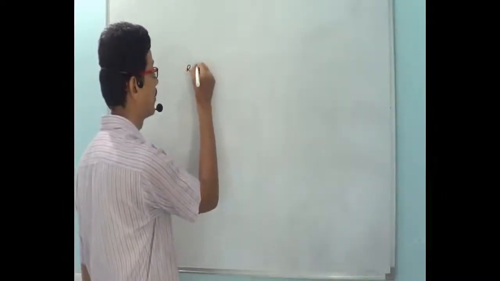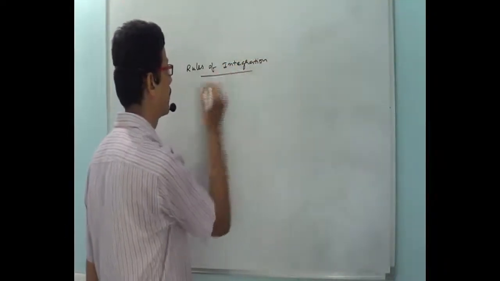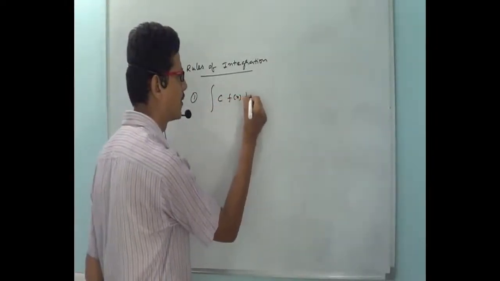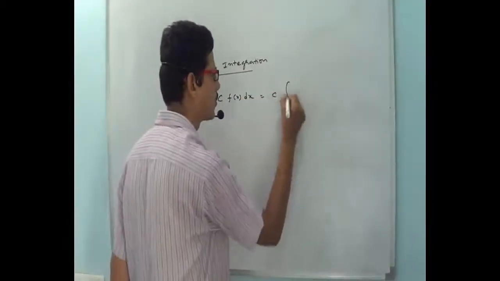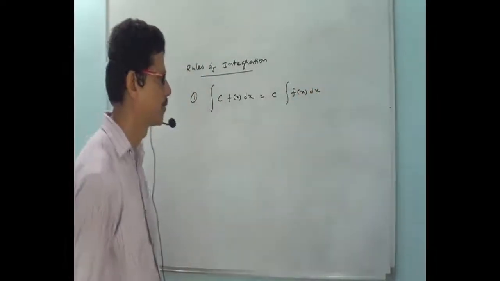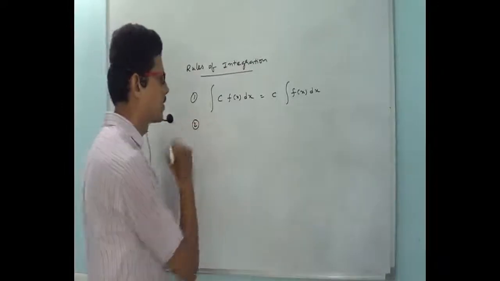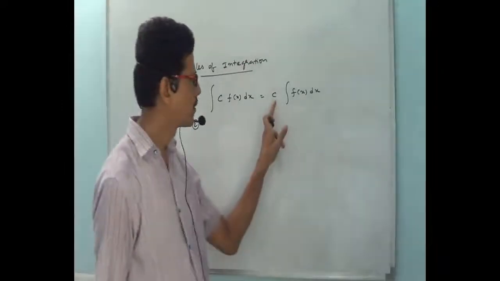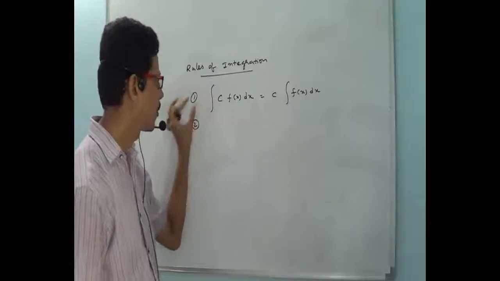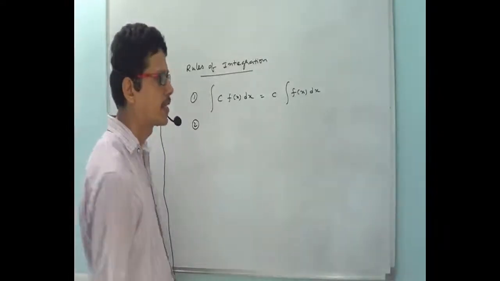First, rules of integration. You have to write the rules of integration. The first one: integral of some constant into f of x dx is nothing but c into integral f of x dx. All the constants you can bring out of the integration. So that is the first rule. While multiplying c with a function that depends on x, that c can be brought out of this integration.